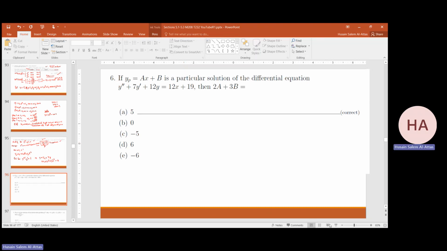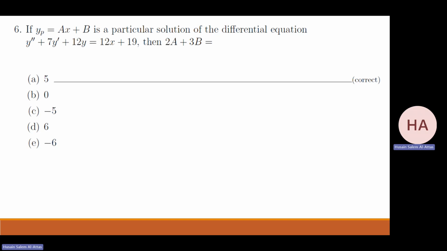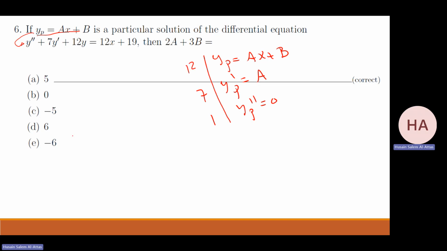Let me do this one, then I will stop. Okay, if yp is a particular solution of the differential equation, find 2a plus 3b. Since it is a particular solution, it will satisfy this, so I need just to substitute it. yp prime will be a, yp double prime will be 0. So I need this times 1, this times 7, this times 12. So I have yp double prime plus 7 yp prime plus 12 yp, and that should equal this.